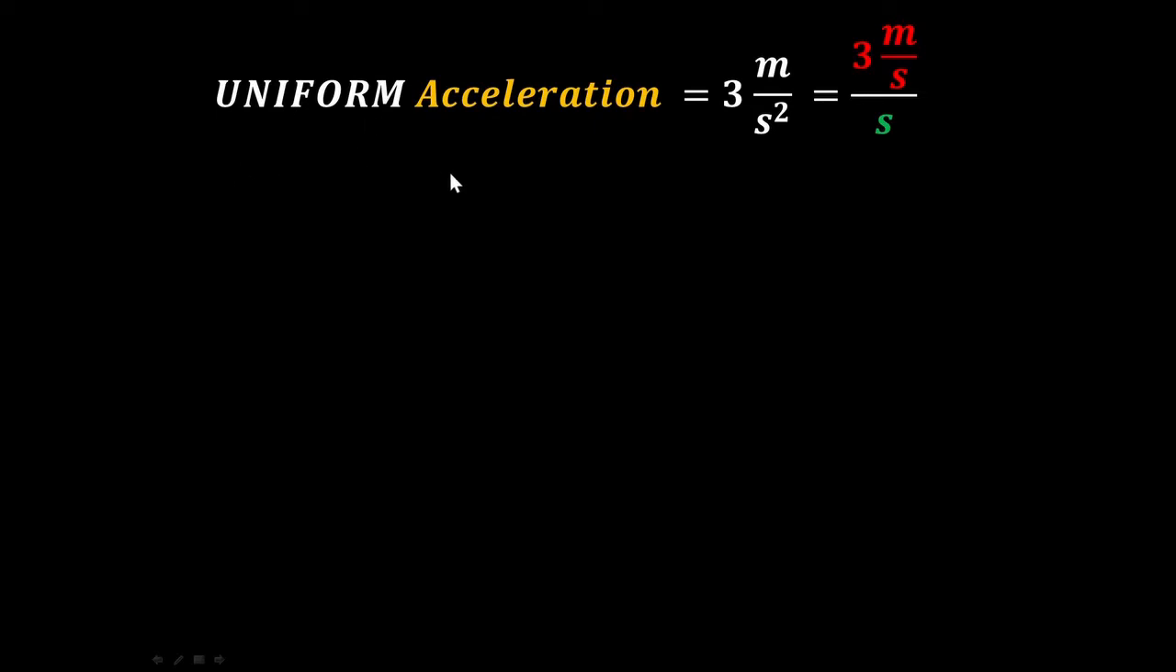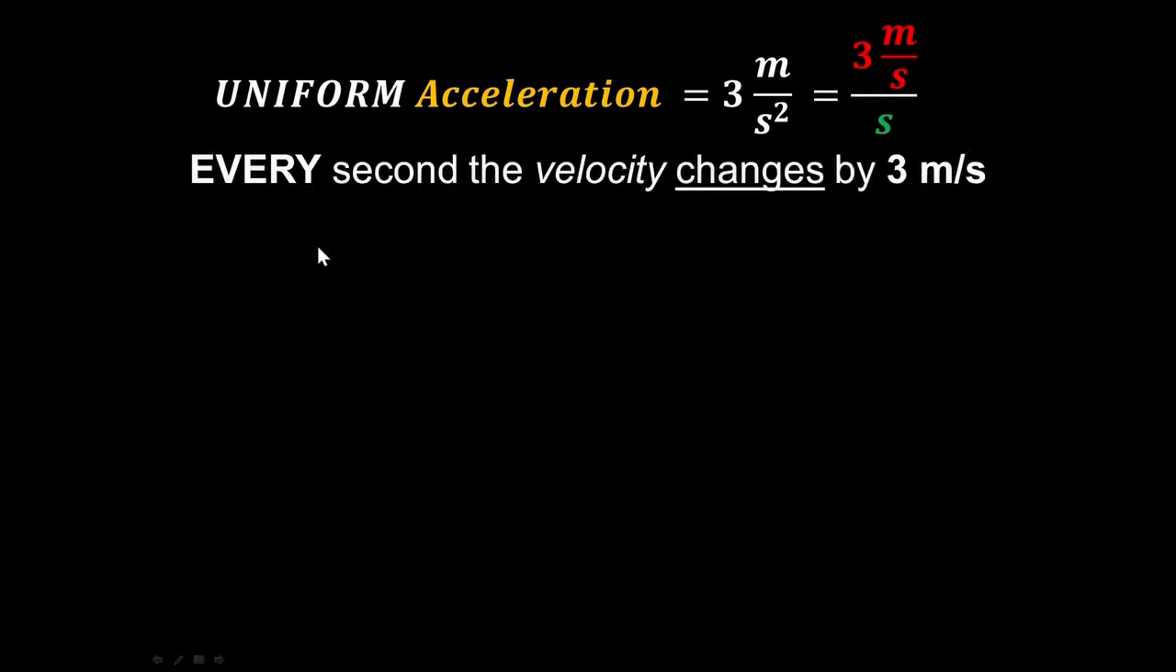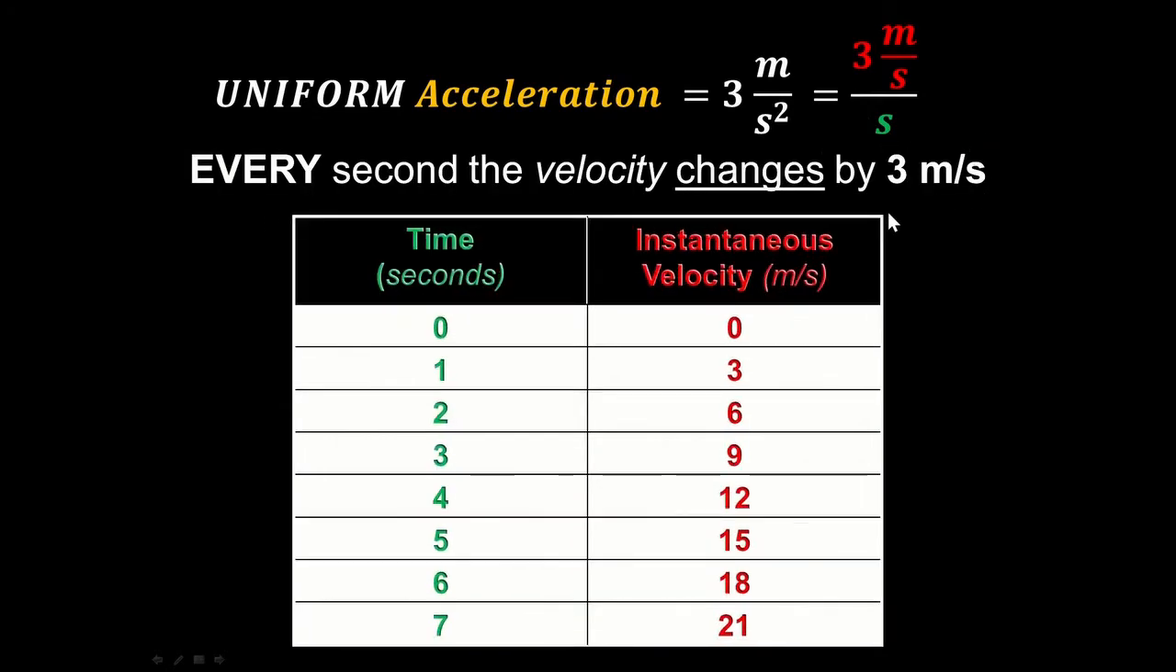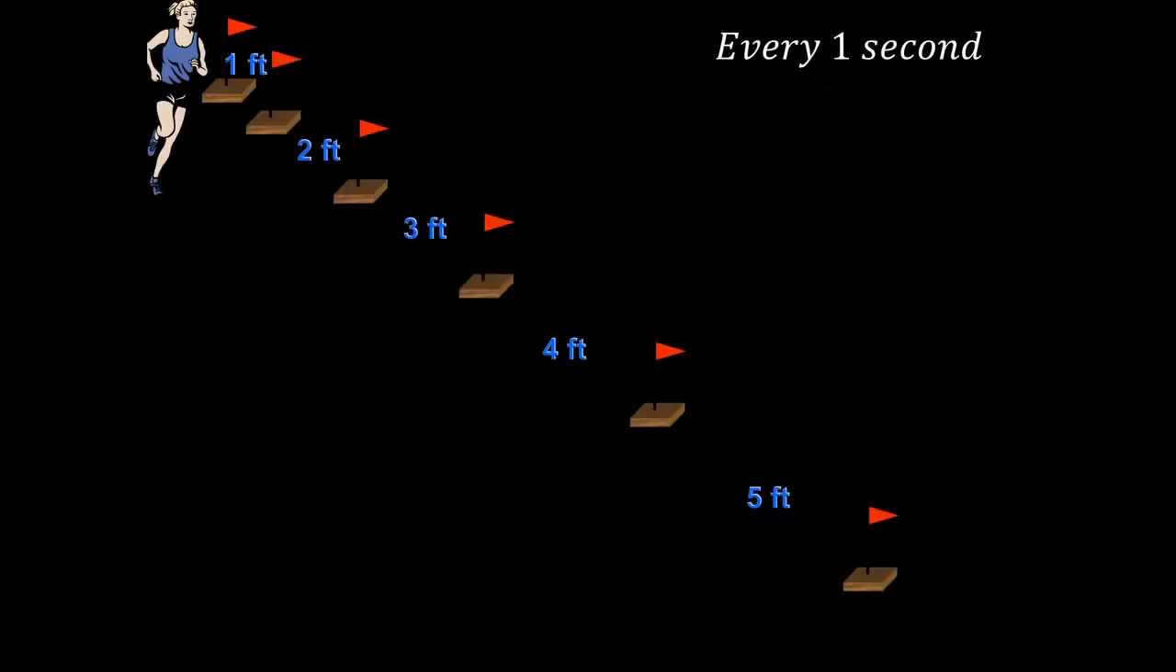So an example of uniform acceleration would be if something is accelerating at 3 meters per second squared. Just a reminder of what that means is that it would change its velocity by 3 meters per second every second. So every second that goes by, the velocity went from 0 to 3, it changed by 3, it went from 3 to 6, it changed by 3, and every second that goes by, the velocity changes by the same amount.